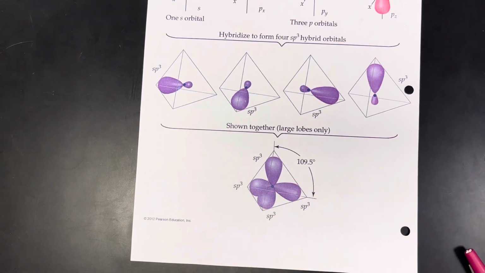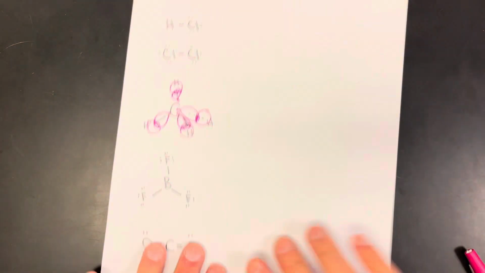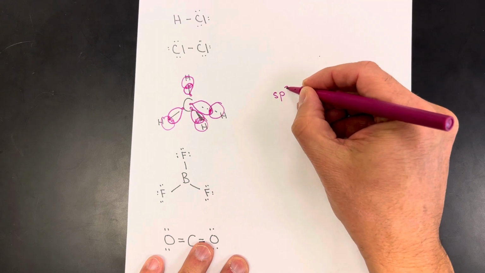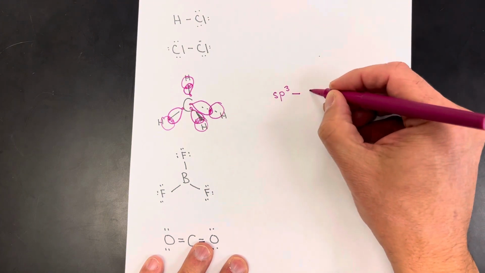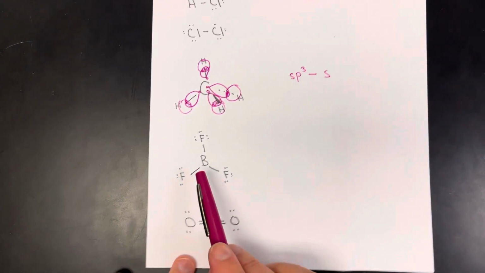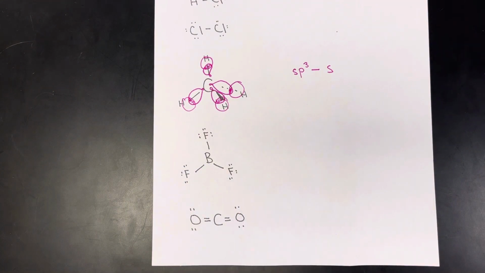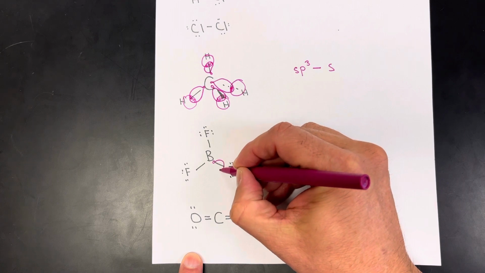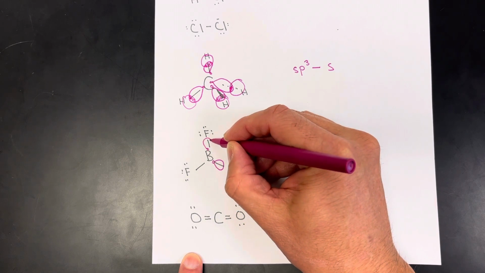So in the molecule CH4, we have an overlap from the carbon's sp3 hybrid orbitals overlapping the s orbital of the hydrogen, okay? Well, let's take a look at BF3. BF3 is going to have hybrid orbitals as well, but instead of having 4 hybrid orbitals, there's going to be just 3 of them.